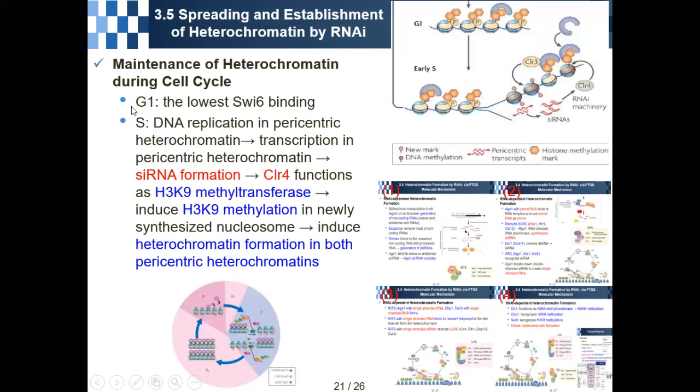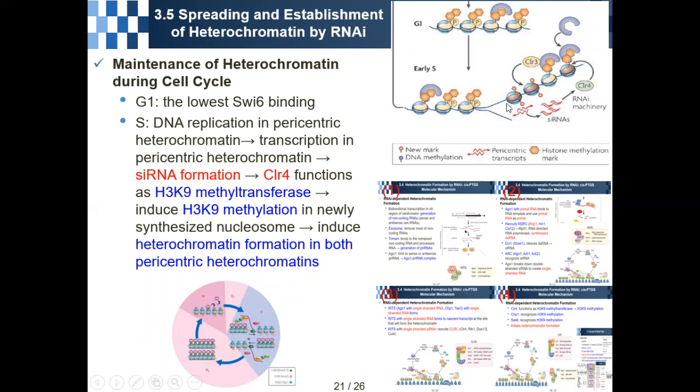Also during S phase, lots of events happen. This kind of event will happen, but I will just briefly summarize the events.